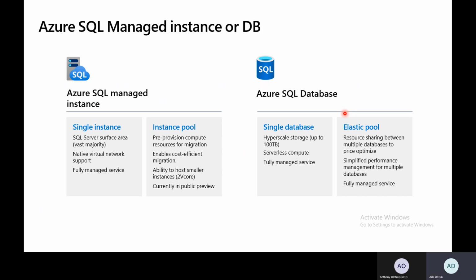We have what we call single instance, and we have instance pool. In your single instance, the SQL Server surface area is the vast majority, with native virtual network support and fully managed services. For an instance pool, you preposition complete resources for migration to enable cost savings. Then we have Azure SQL database. This one is a single database with hyperscale storage up to 100 terabytes.